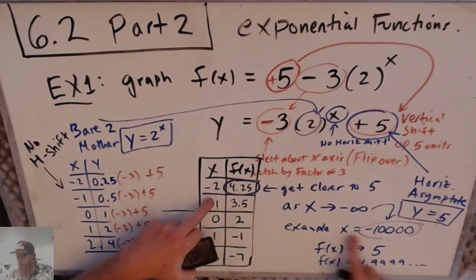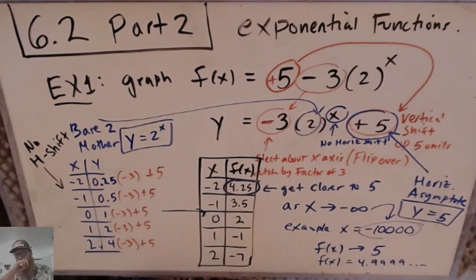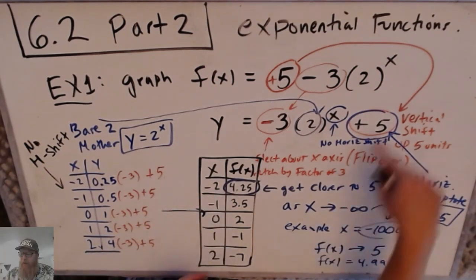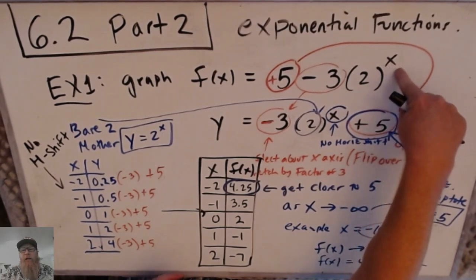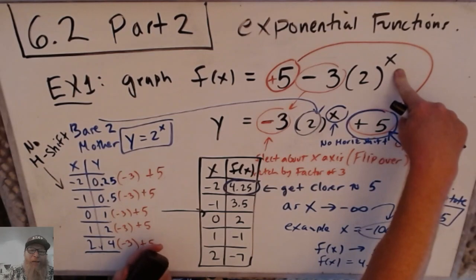So x is getting close to negative infinity. It's getting very large negative. And y is getting close to -5. If you don't believe me, take your calculator and plug in -100. That's big enough. You don't really have to go to 1,000,000.